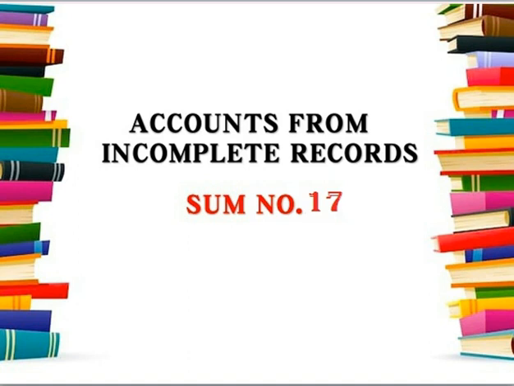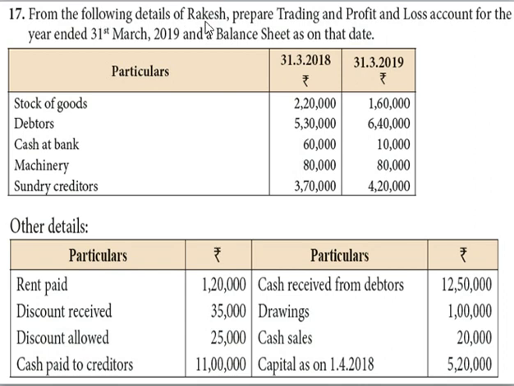Accounts from incomplete records, sum number 17. From the following details of Rakesh, prepare the trading and profit and loss account for the year ended 31st March 2019 and a balance sheet as on that date. In this sum, we have to find the profit and loss account, trading account and balance sheet.